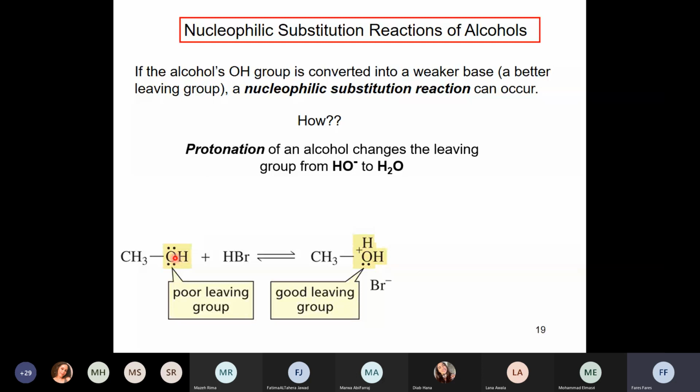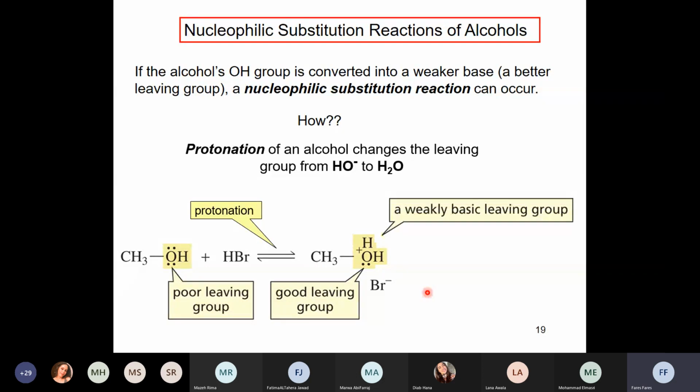Now our leaving group OH became H2O. And we know H2O is a weak base, and therefore it is a good leaving group. So once you have changed the OH into H2O, we are ready for the next step where the Br minus behaves as a nucleophile, attacks the carbon, and pushes out the H2O. Since we now have a weakly basic, good leaving group, by simple heating we have the Br replacing the H2O, which is gone as a good leaving group.